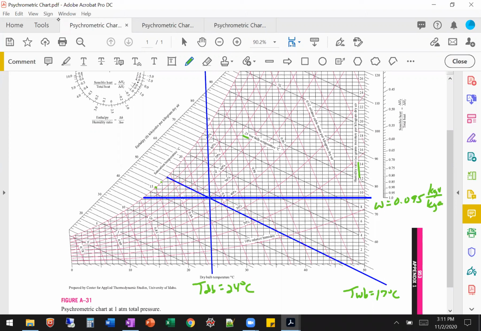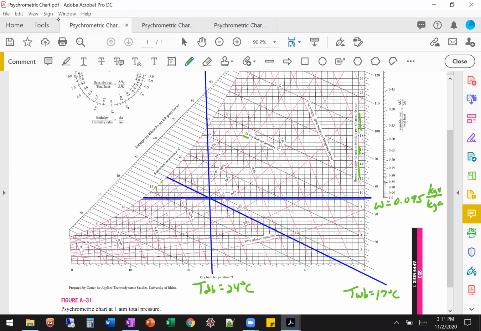It says 9 because this is grams per kilogram. So converting it to kilogram, we have about 0.095. You don't have to get hung up on that third decimal place or far accuracy on the chart. That's just close enough when you're reading it. All right, so that's our specific humidity.